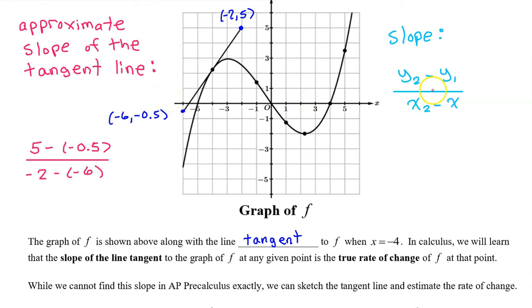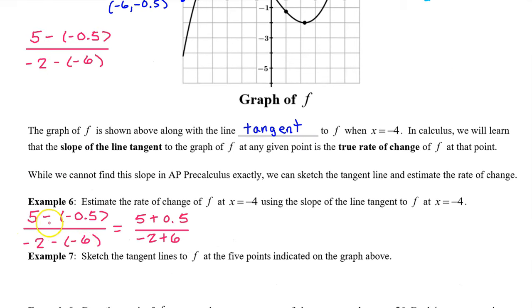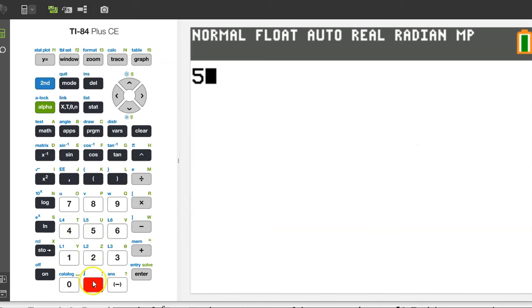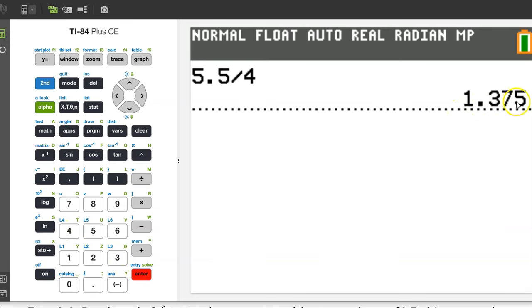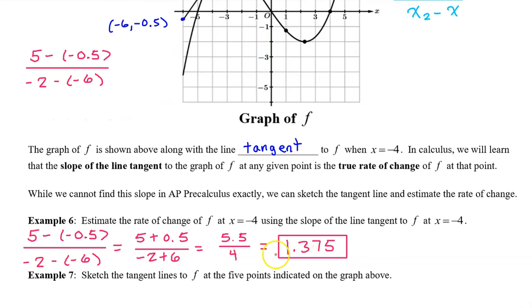Using the slope formula from Algebra 1, the approximate slope of the tangent line will be (5 minus -0.5) over (-2 minus -6). Minus a negative is addition, so we have (5 plus 0.5) over (-2 plus 6). This is 5.5 over 4, which is 1.375. Remember, this is an approximation, so someone else may come up with an answer that's a little different but equally valid.